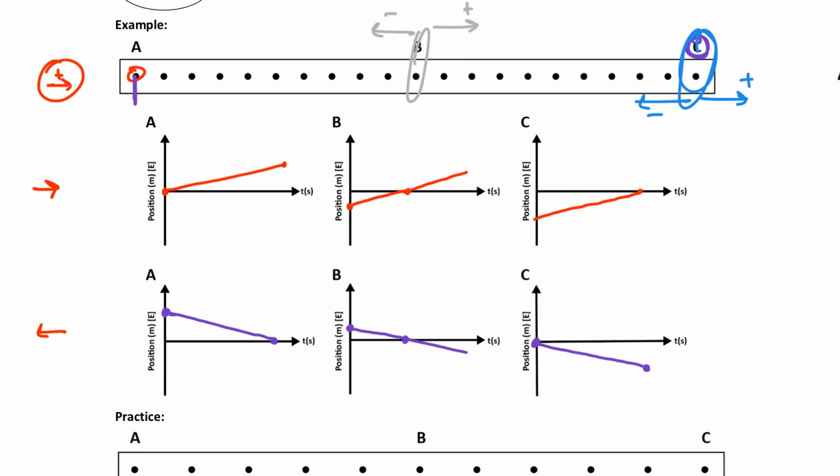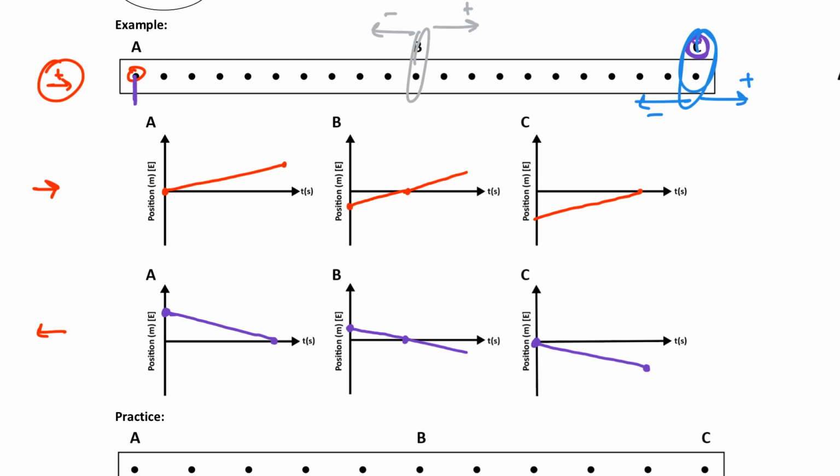So what we can notice from this is that the dots are all spaced out evenly, and what we notice from the graph is that when they're at a consistent speed, the slope of the line is consistent, it doesn't change, and we can see that the line is straight.